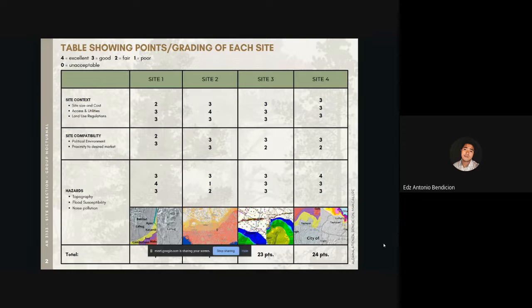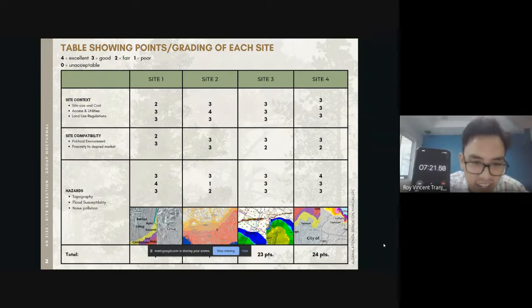So for the site context, site one has a fair score of 2 for the site size and cost, access, and utilities. And for the site compatibility, site one scored 2 also.